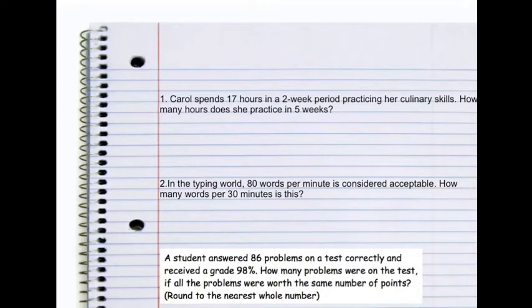So problem number 1 says Carol spends 17 hours in a 2-week period practicing her culinary skills. So she's doing a lot of cooking over the course of 2 weeks. How many hours does she practice in 5 weeks? Well, the way I'm going to look at this problem is I'm going to write a ratio comparing hours to weeks, right? So if she's practicing 17 hours for every 2 weeks, there's not really a nice way for me to think about how she would practice in 5 weeks.